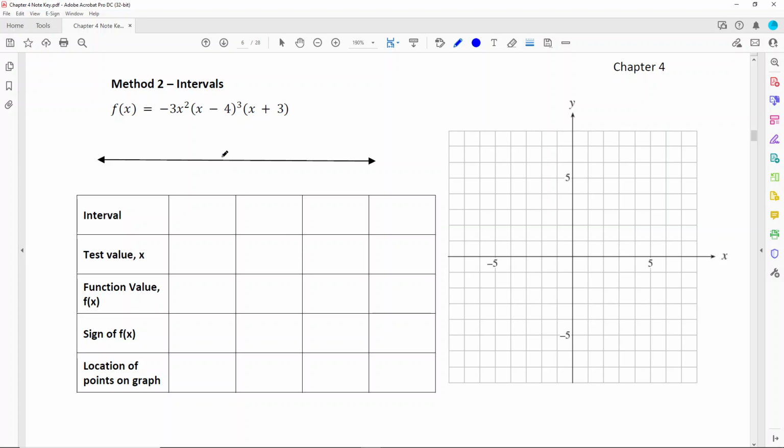So the x-intercepts haven't changed. They're still 0, 4, and negative 3. So I could even put those on: negative 3, 0, and 4. But now instead of saying I'm going to start in quadrant 3 and end in quadrant 4, I'm going to cross, I'm going to touch, I'm going to flatten, we're going to test. We're going to test a point in each interval.